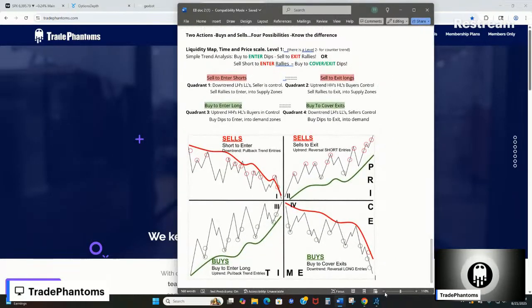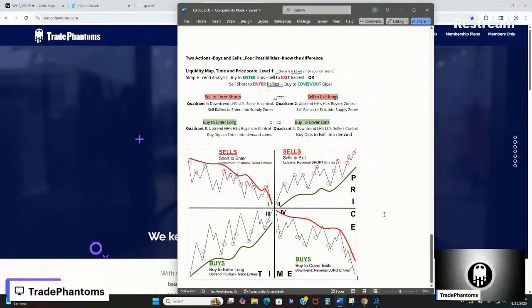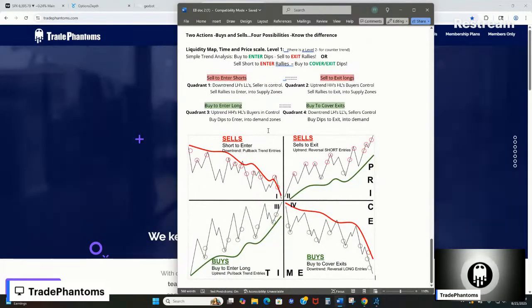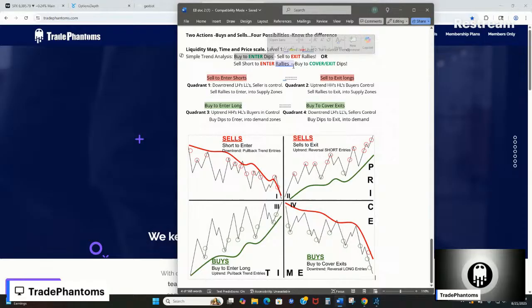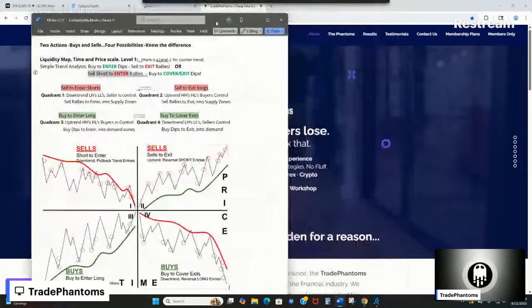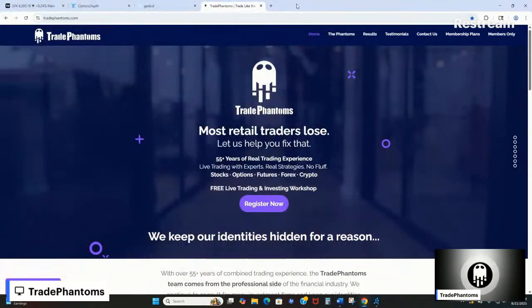And we have this thing called the liquidity map that we share at Phantoms. This is something that we discuss in detail when we have more time. It breaks things down into quadrants, understanding there are two actions, buys and sells, that create demand and supply. However, there are four possibilities: buyers entering the market versus buyers to cover and exit shorts, or selling to exit from longs and sell short to enter. And we break that down into the multiple time frame analysis approach.